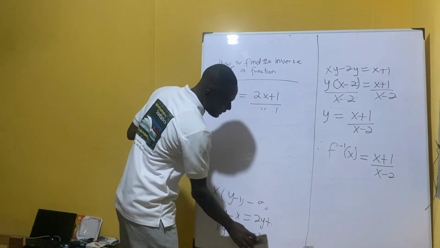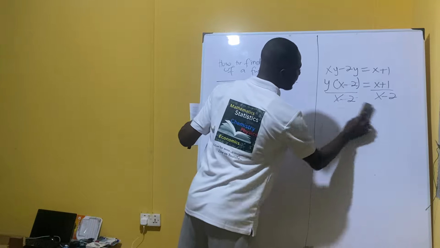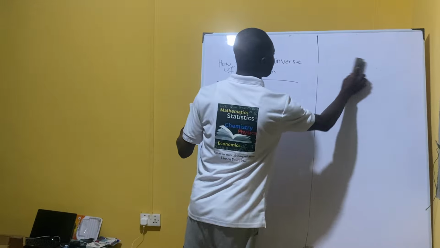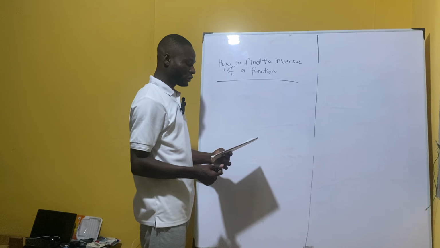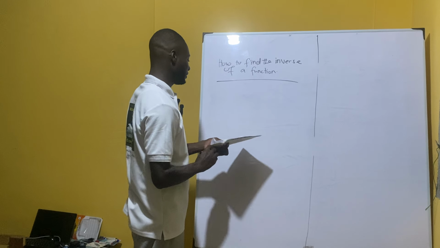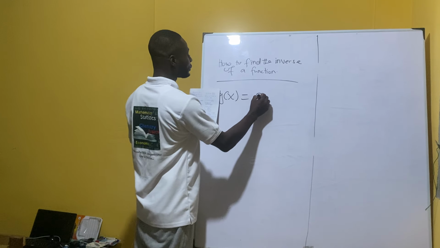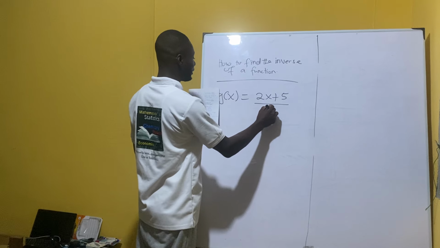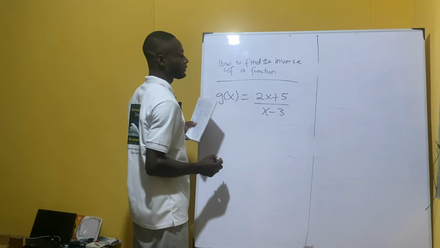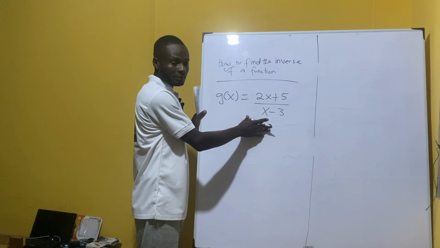On how to find the inverse of a function. Our next problem is g of x is equal to (2x + 5) / (x - 3), and you want to find the inverse of this particular function.